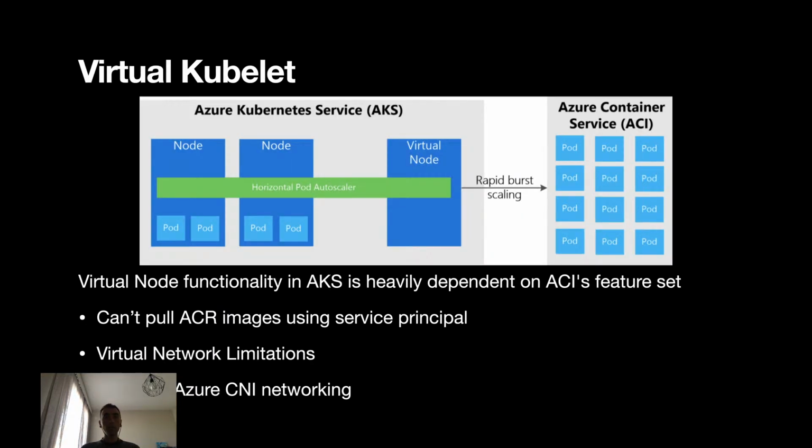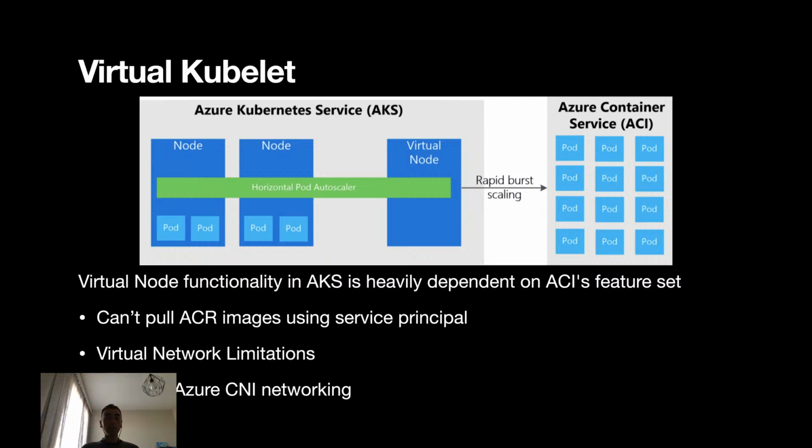Then we have virtual kubelet, which is another Kubernetes feature, and there is a specific implementation of it for each cloud provider. In the case of virtual kubelet, nodes are backed by other services. In the case of AKS, it uses ACI, Azure Container Instances, underneath, and in the case of AWS, for example, it will use AWS Fargate. Virtual node functionality in AKS is heavily dependent on the features of the other services, in the case of Azure, the features of ACI, and there are some limitations. One of them is, for example, that you can't pull an ACR image using a service principal.